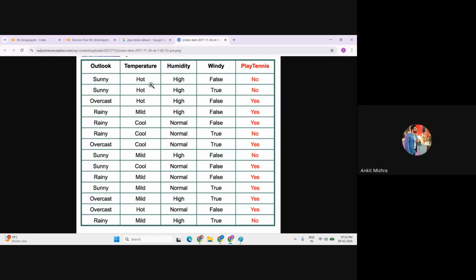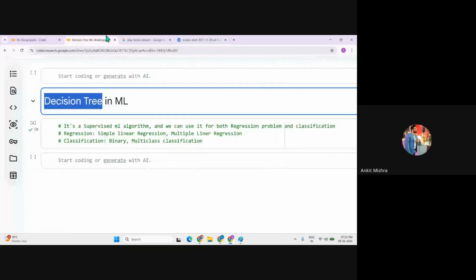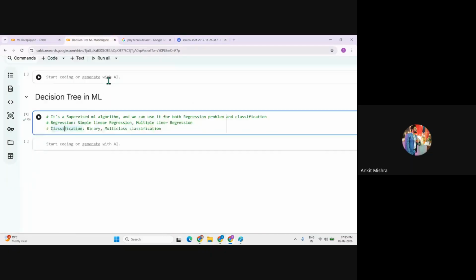We generally refer to the four features as attributes, and the one output, or target column, is whether the player will play tennis or not, right? And we are getting a yes or no. I can simply say this is a binary classification. Why? Because we are only getting the answer as either yes or no, right? I hope everyone is getting my point. Let me just take a screenshot of this.